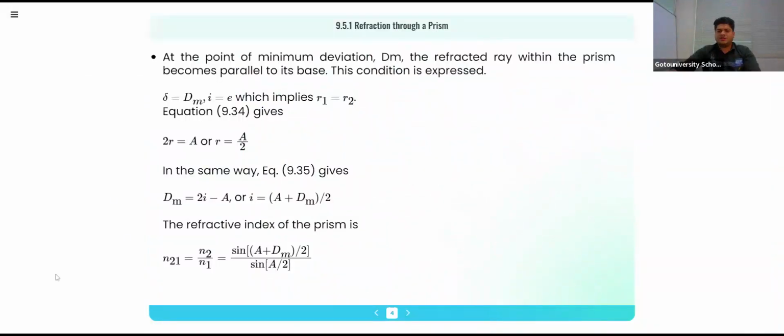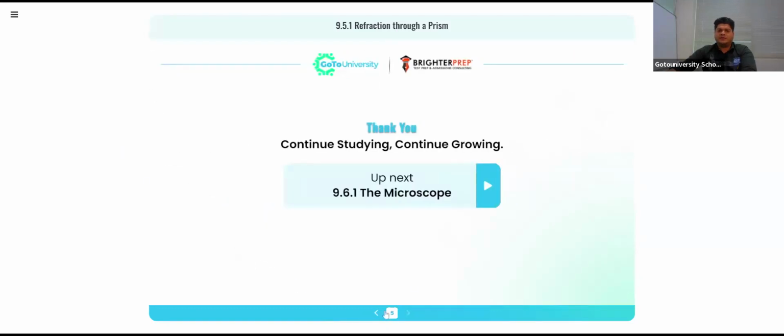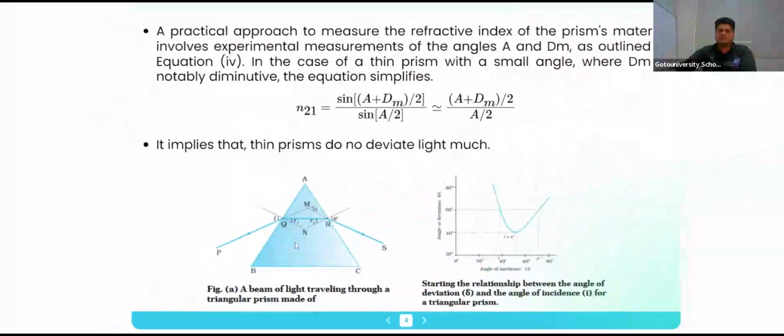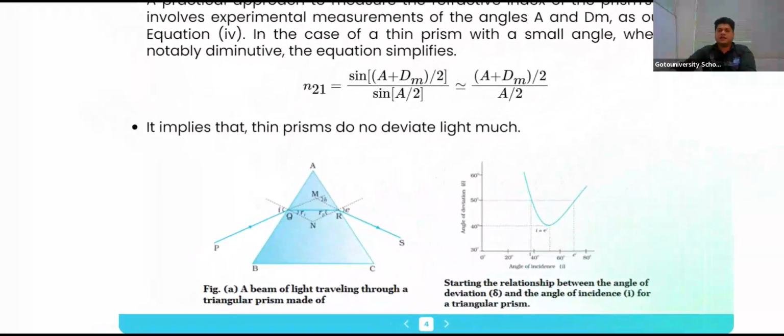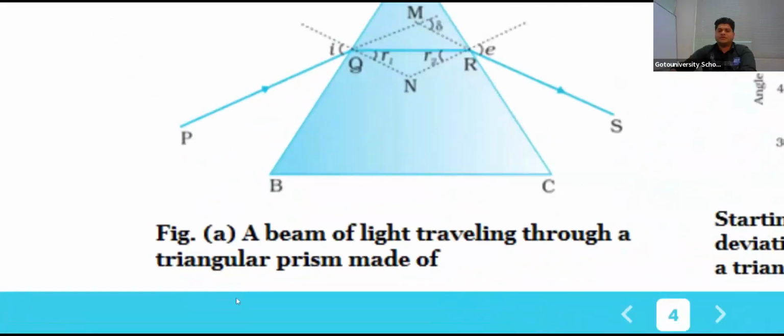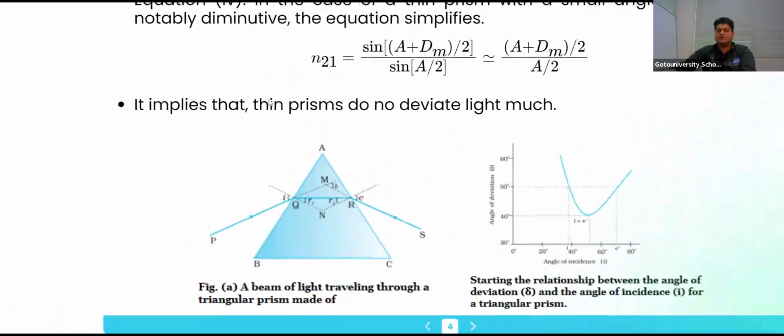Okay, that's a short derivation. We have a diagram here. If you see this diagram, is it visible to everyone? Please let me know. Diagram, the zoom size.